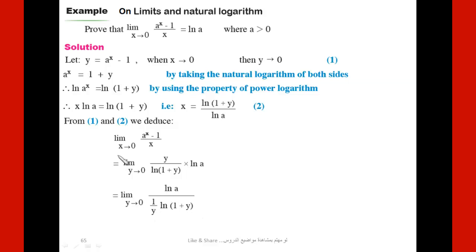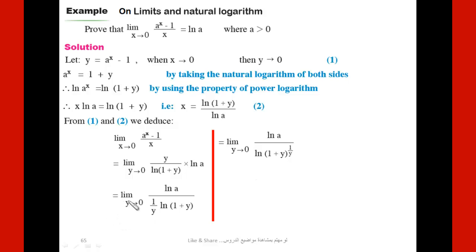Substituting here, we have x tends to 0. We replace it with y tends to 0, and we use the property of power logarithm in the denominator. So instead, we write 1 over y ln 1 plus y. We write ln 1 plus y all power 1 over y in this form.